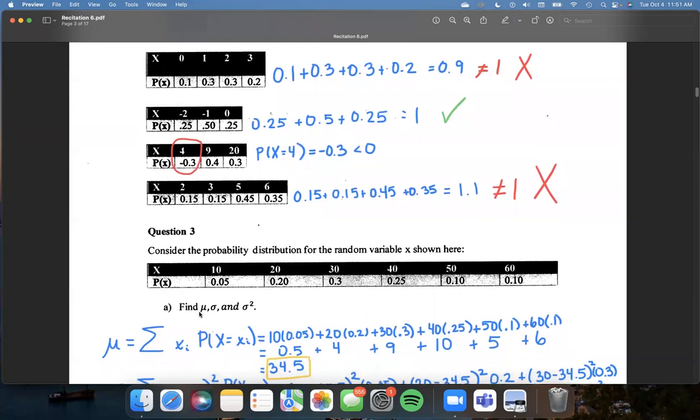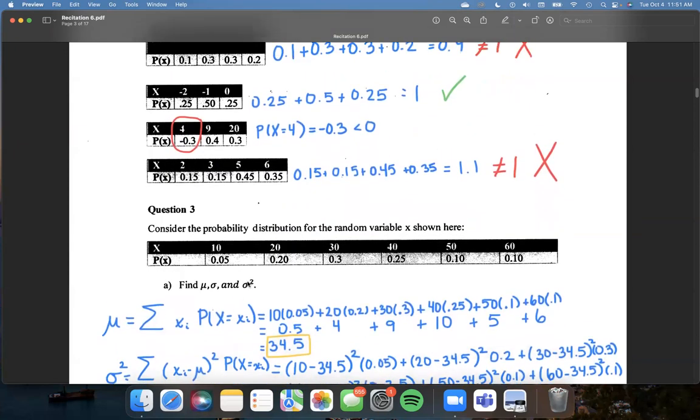Next, we're going to find our sigma squared, our variance.